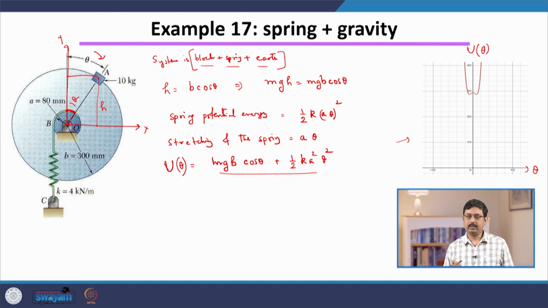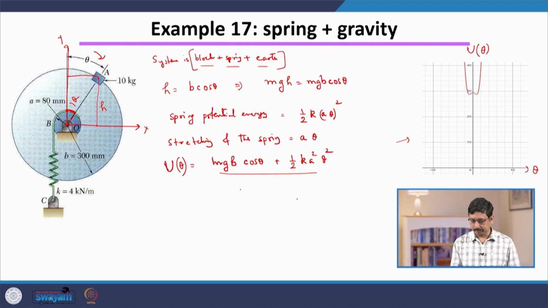So, how do you guess what is the shape of this function? Well, it is easy to guess. Note that it has two terms. So, the trick is to draw each term. So, you know how cos theta looks like. All these things are constant. It will be easier if you plug in the numerical values. So, let us calculate the value of mg times b.